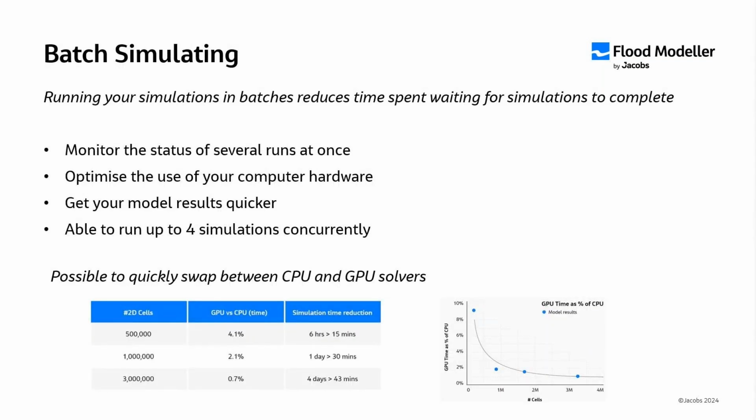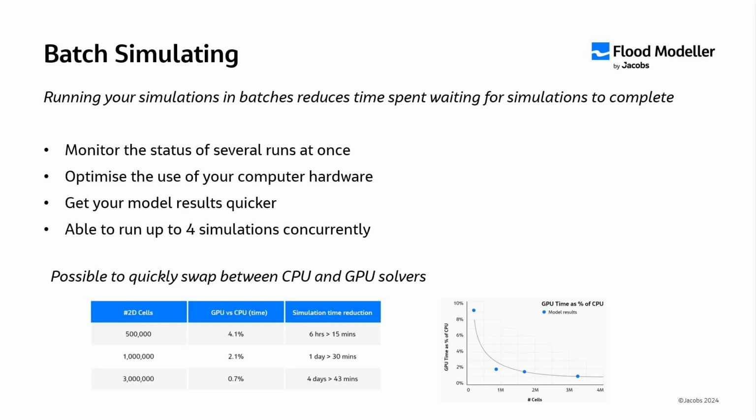So you've built your model, you've got your embedded structures, you've added your topographic modifications, you've linked your 1D and 2D together. Maybe you have a whole bunch of simulations that you now need to run. Fluid Modeler's also got some tools to help you do that. You can run your simulations in batches, so you can monitor the status of several runs at once in a single window. It allows you to optimize the use of your computer hardware. So when one simulation finishes, it will automatically move on to the next one to allow you to get your results quicker. And depending on your licensing arrangement, you can run up to 4 simulations concurrently.